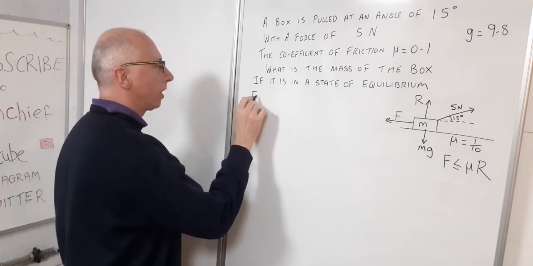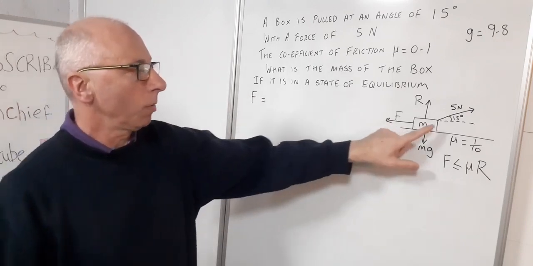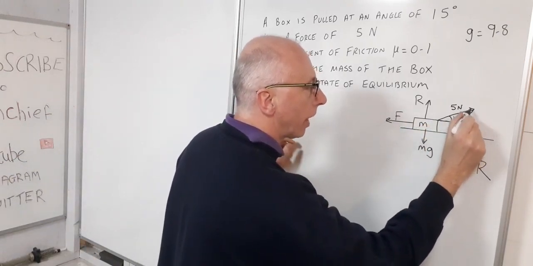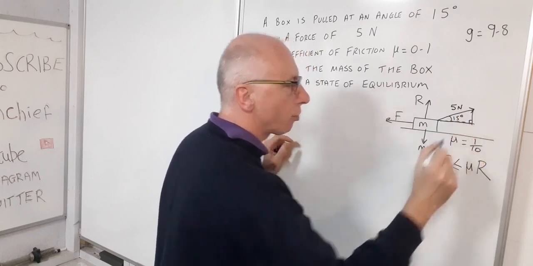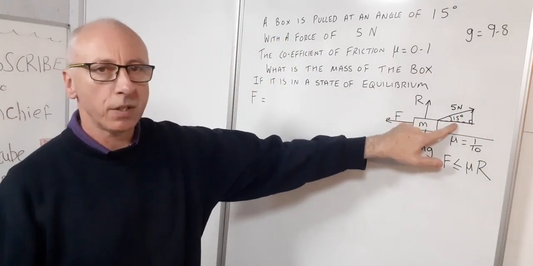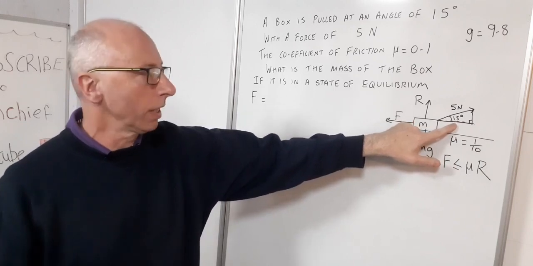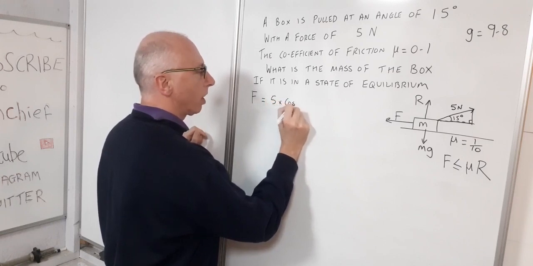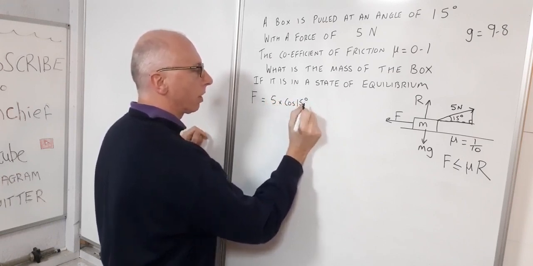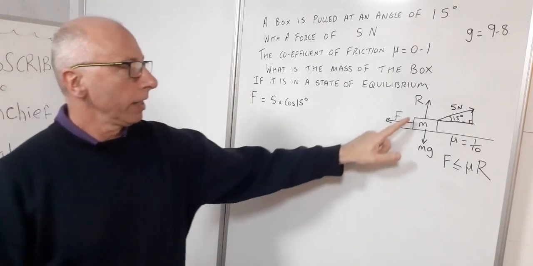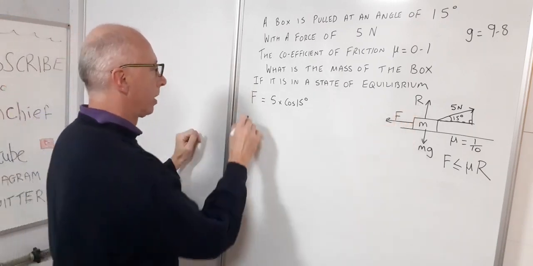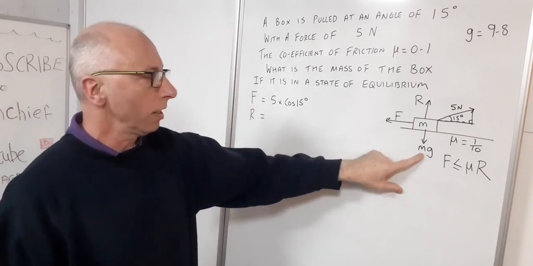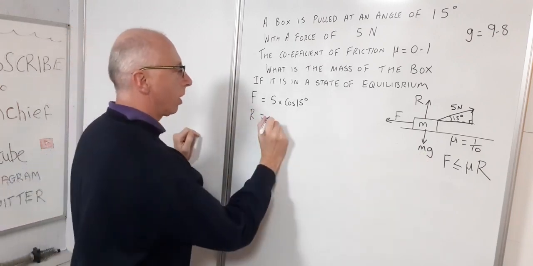So F equals, now what we need here is this corresponding force along this line here. Now if we just draw a line down there and use trigonometry, as this is adjacent to the 15 degrees, we can use cosine. So therefore our force here is 5 times the cosine of 15 degrees. Okay, now what about our force R? So R, that's going to be this force here, so M times G.